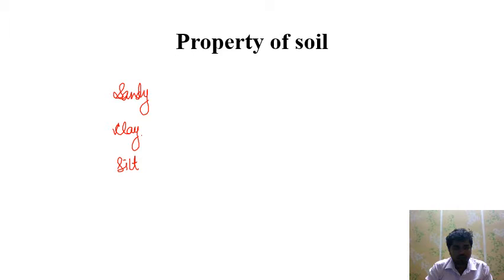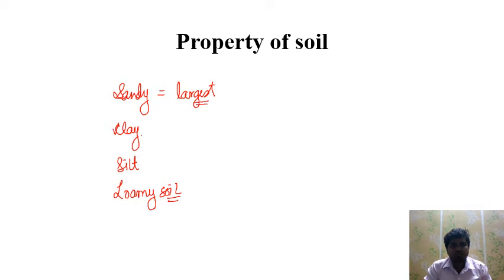The different types of soils are sandy, clay and silt. Okay, and all these make a loamy soil. The particle size of sandy soil is the largest, as we have seen in the previous class also.